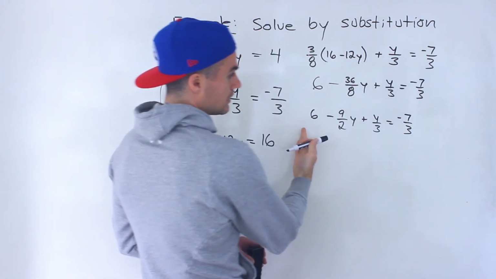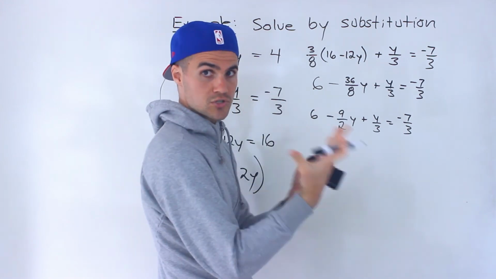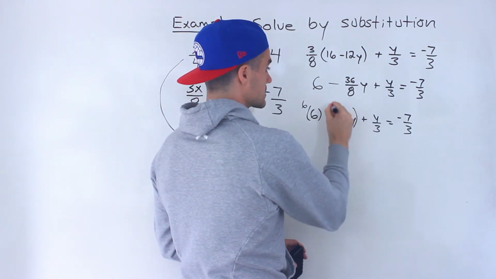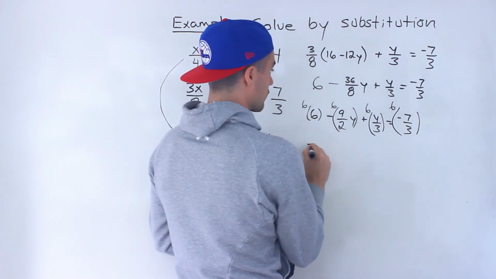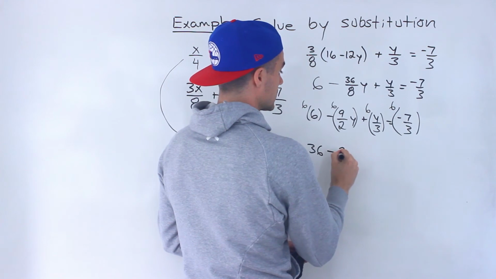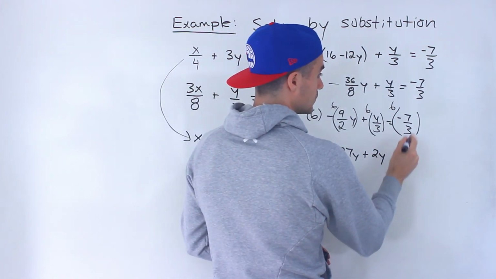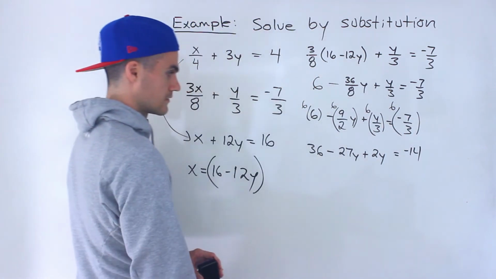And then what I'm going to do here to get rid of all the denominators, I'm going to multiply everything by 6, which is the lowest common denominator between 2 and 3, so I can multiply this by 6, this by 6, this by 6, and then this by 6. So we would have 36 minus 27y plus 2y equals negative 14, like that.